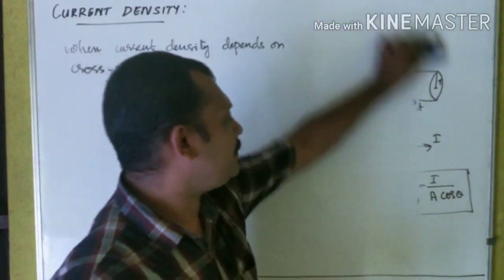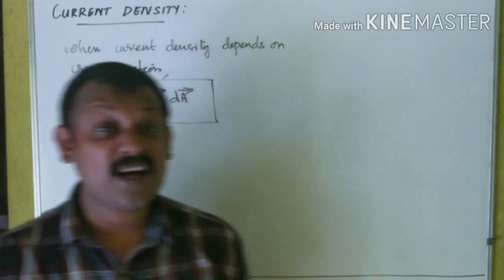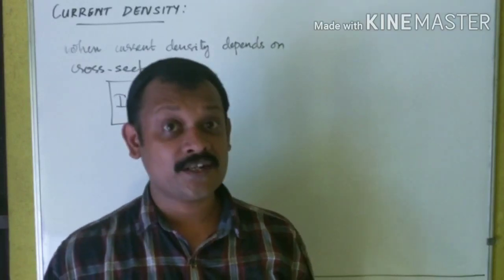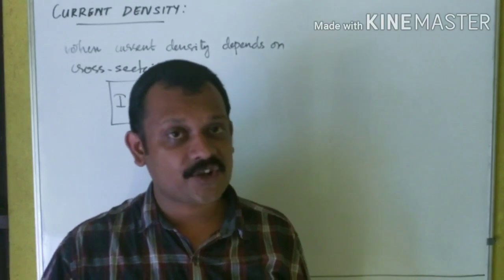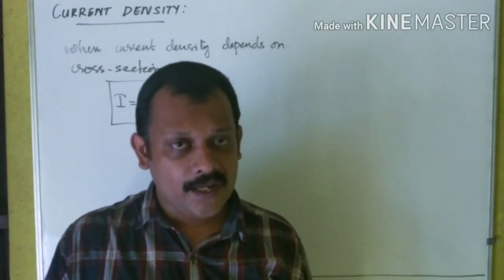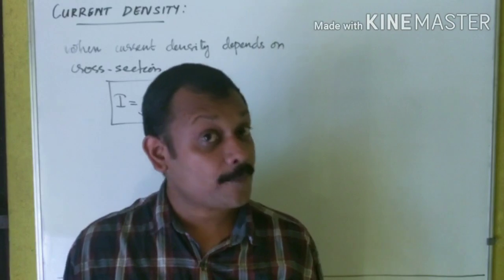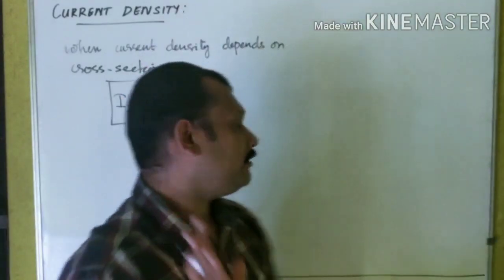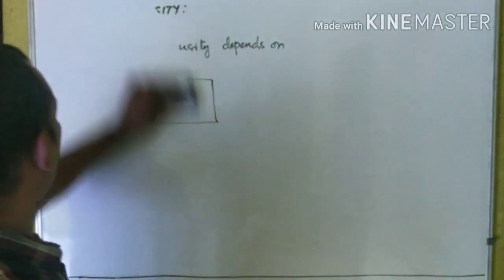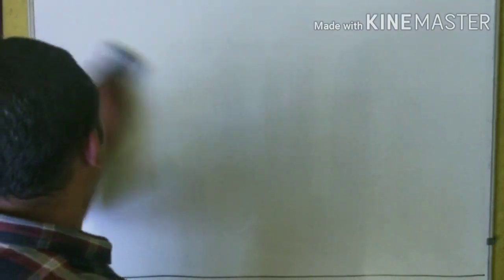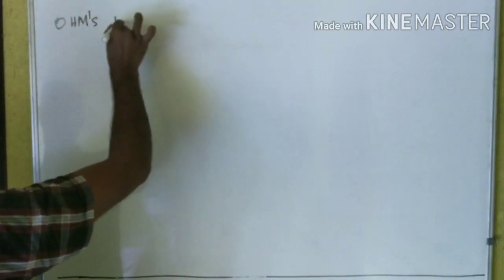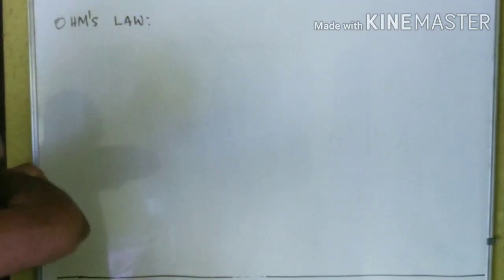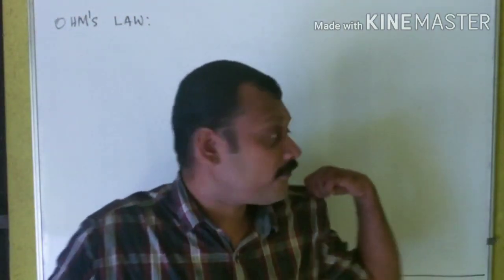So what does current density mean? It is current per unit area normal to it. It is a vector quantity. The direction of that vector is in the direction of the electric current. And from here the electric current is obtained as a scalar product of current density and area. Now the next discussion for us is Ohm's law in vector form. Let us consider Ohm's law in vector form.